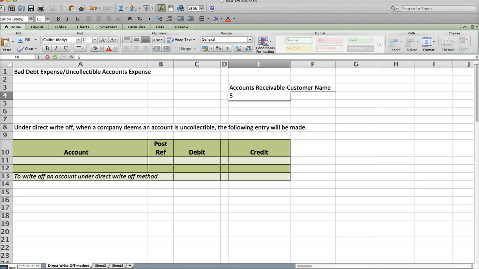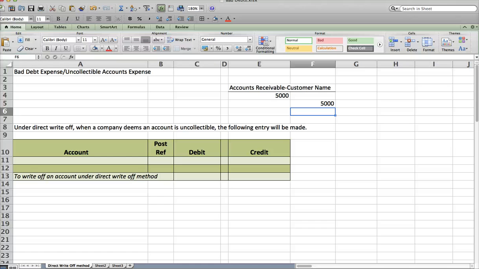Let's say they owed us $5,000. Well, when the company decides that they're not going to receive this, then they will need to get rid of the balance and take it off their books because they're not going to receive it. So no matter which method we're going to use, you're going to have to credit the accounts receivable to get it. Now the question is, when do you debit the bad debt expense? So we'll talk about that.